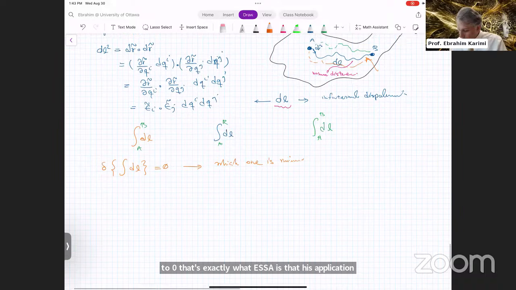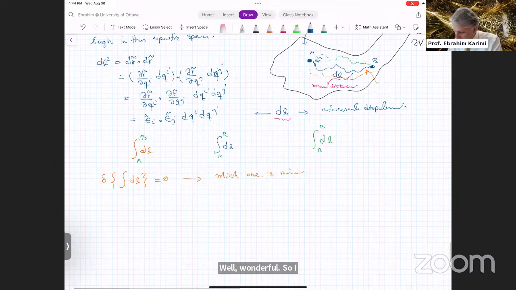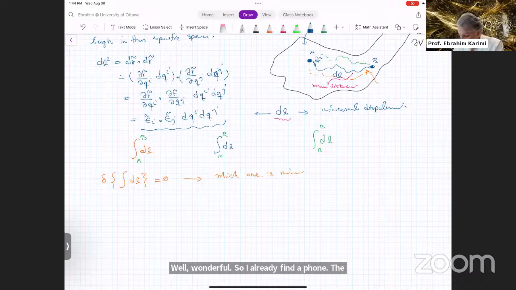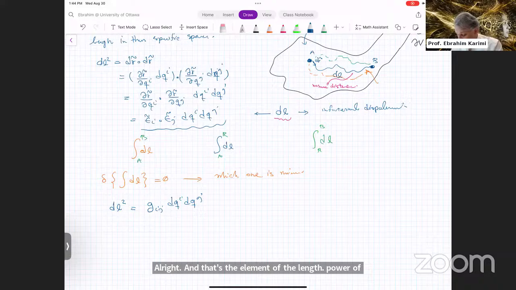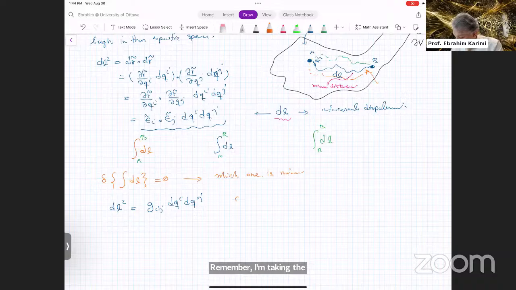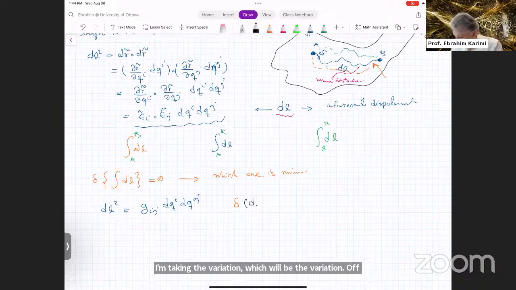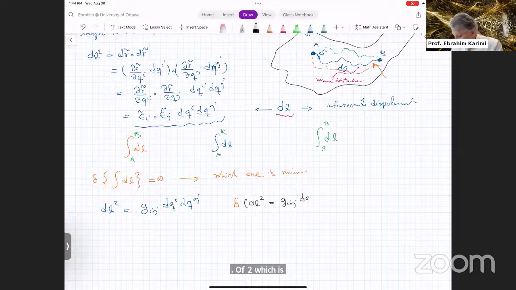Well, wonderful. So I already found the derivative in any geometry that I have. So dL, which is the distance, to the power of 2, is given by g_ij dq^i dq^j. All right? And that's the element of the length to the power of 2. Let's take the variation of this. Remember, I'm taking the variation, which means small changes. It will be the variation of dL squared, which is g_ij dq^i dq^j.